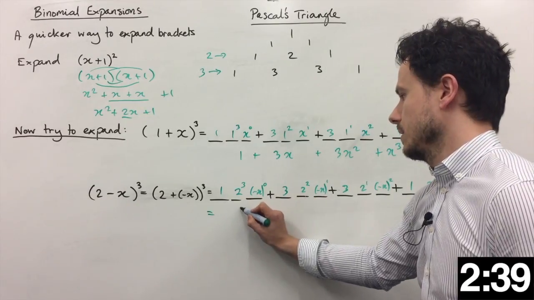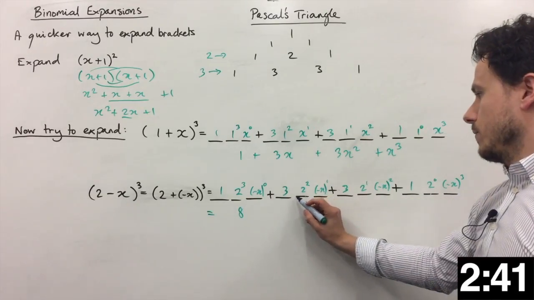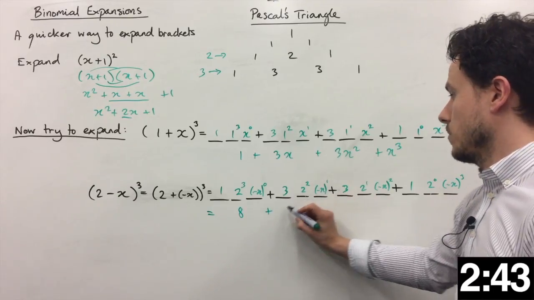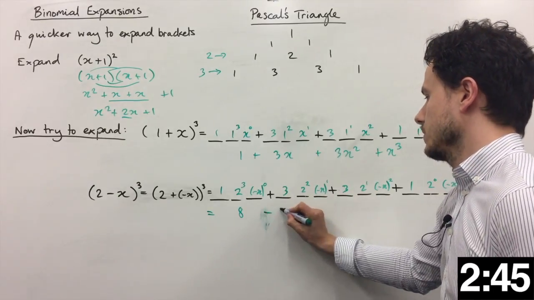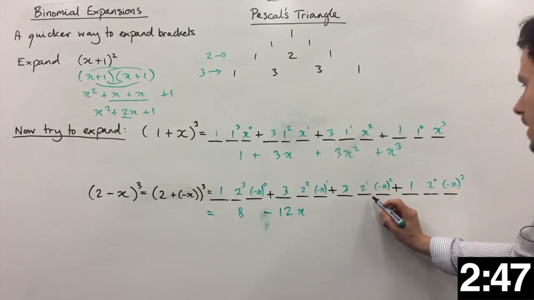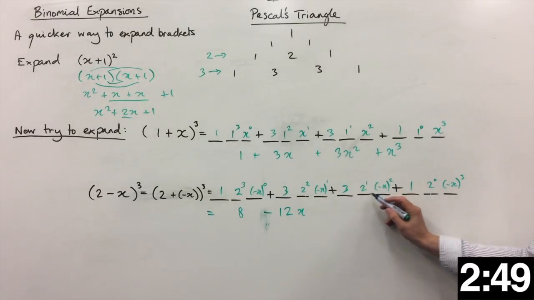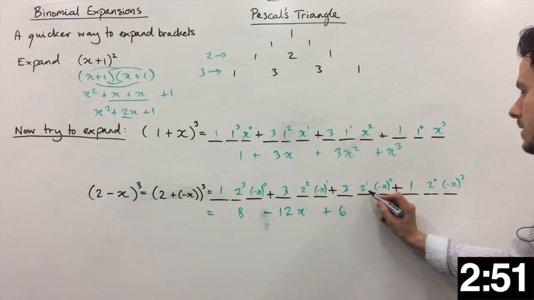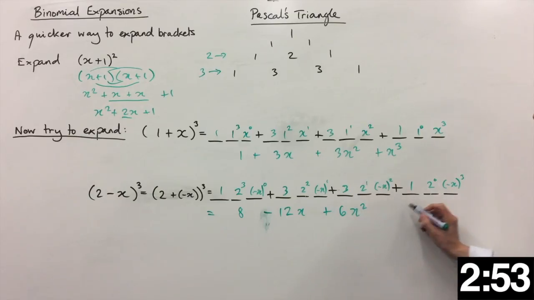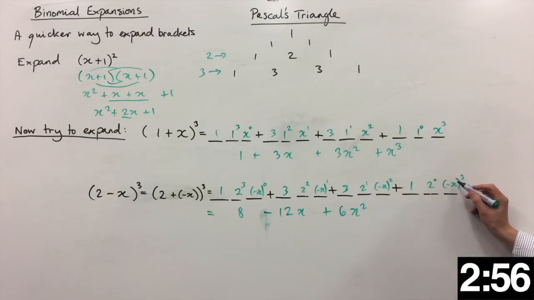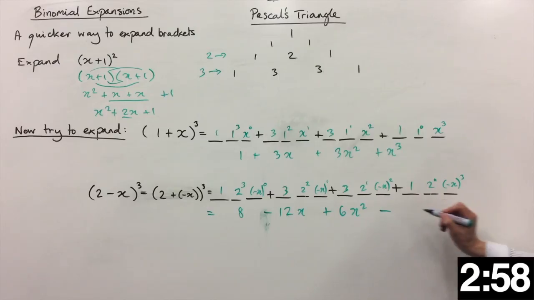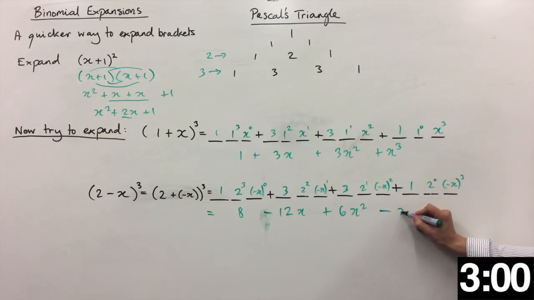So we should get 8, 4, 3, so we're going to get, and there's a minus there, so I need to change that. So minus 12x. Here again, now that's going to cancel, so we're just going to get 6x squared. And on the final one here, it's cubed, so that minus sign does come in, and just x cubed.